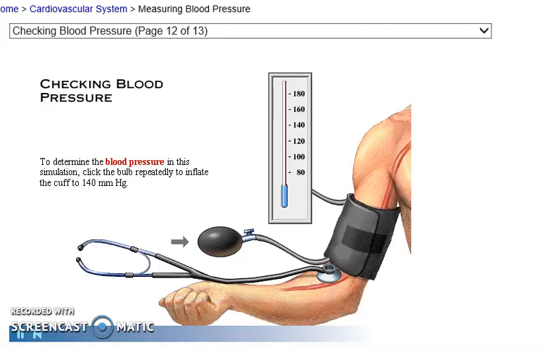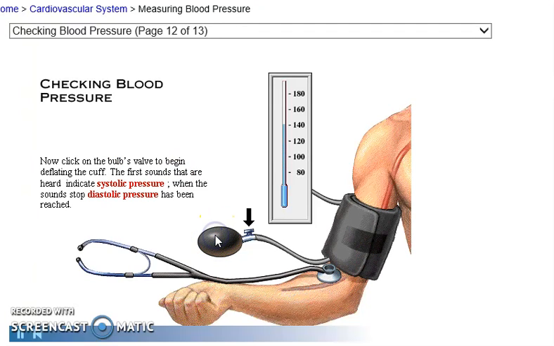Click on the bulb repeatedly to inflate the cuff to 140 millimeters of mercury. Now click on the bulb's valve to begin deflating the cuff. The first sounds you will hear indicate systolic pressure. The sounds stop when diastolic pressure has been reached.